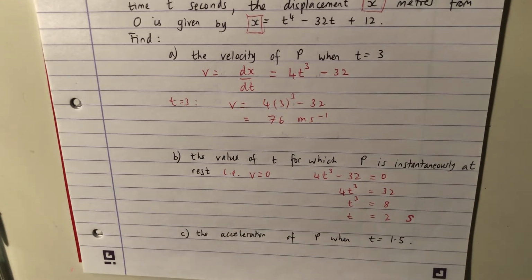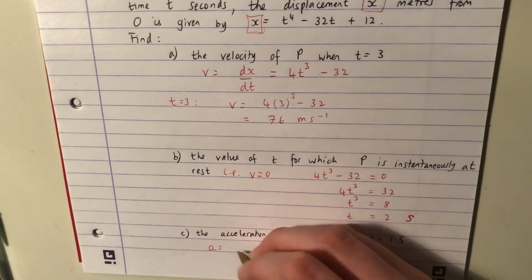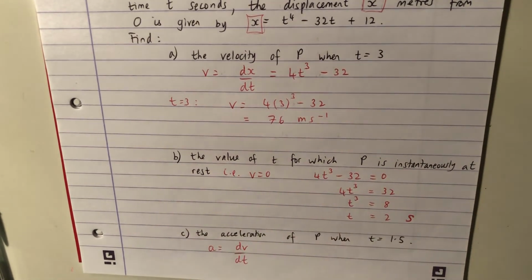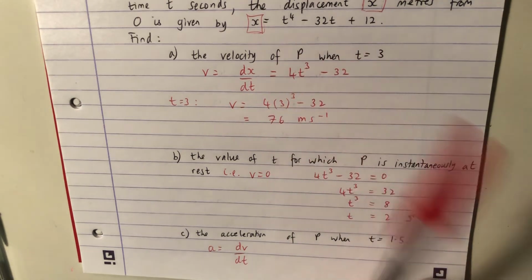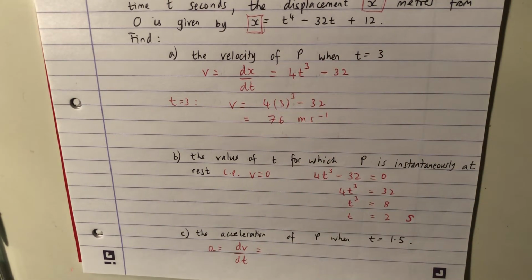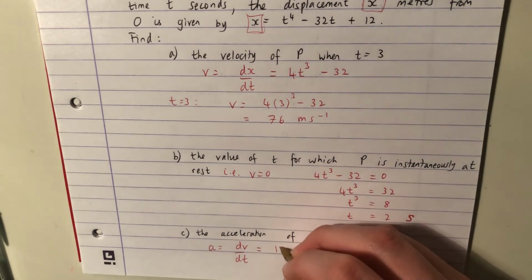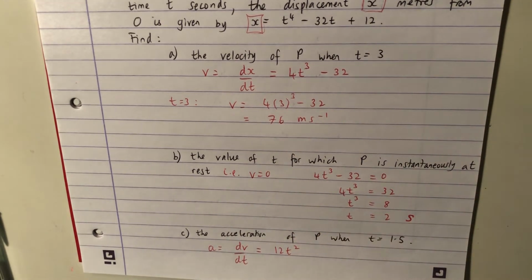The last part is to find the acceleration of P when t is equal to 1.5. Now we have not got a formula for acceleration, but we should know that acceleration is dv by dt. Differentiate the velocity. Go all the way back to our velocity formula and differentiate. What do you get? You should get 12t squared.